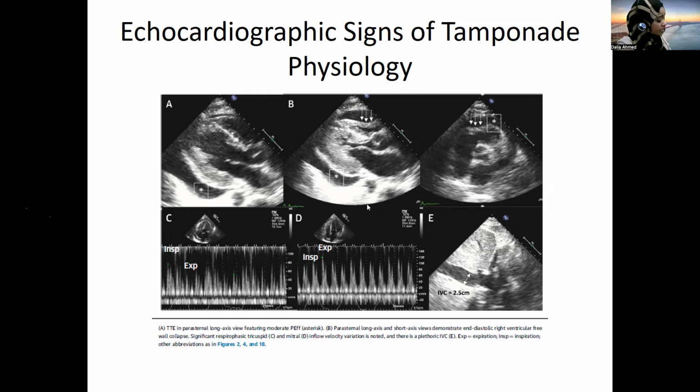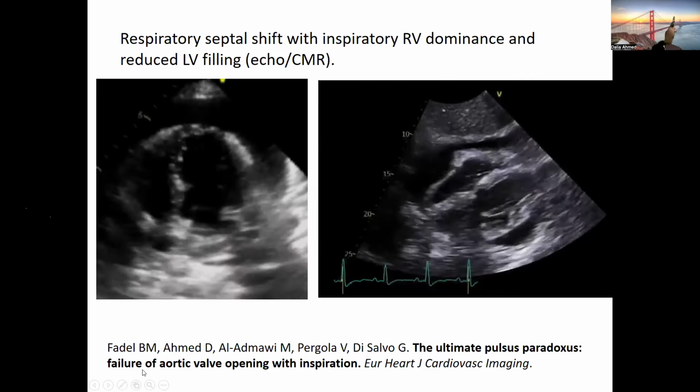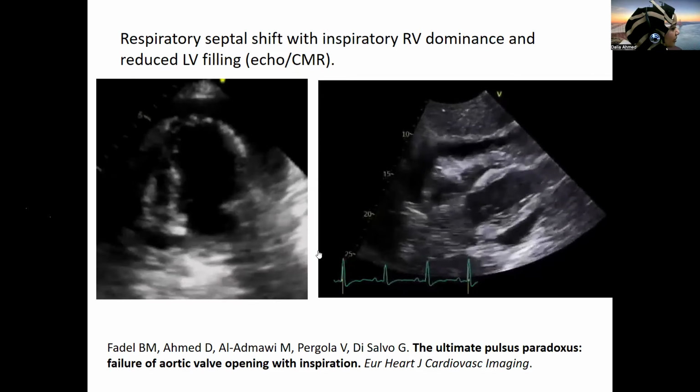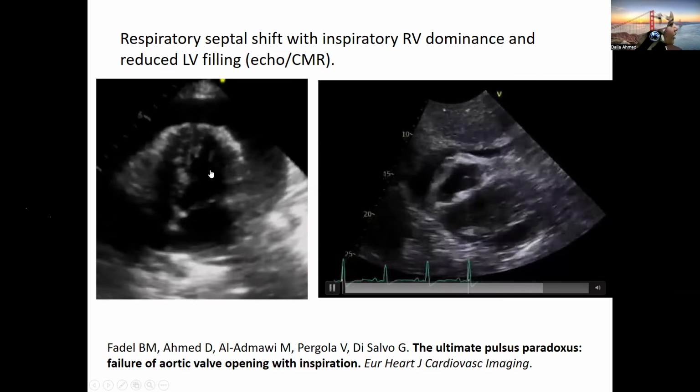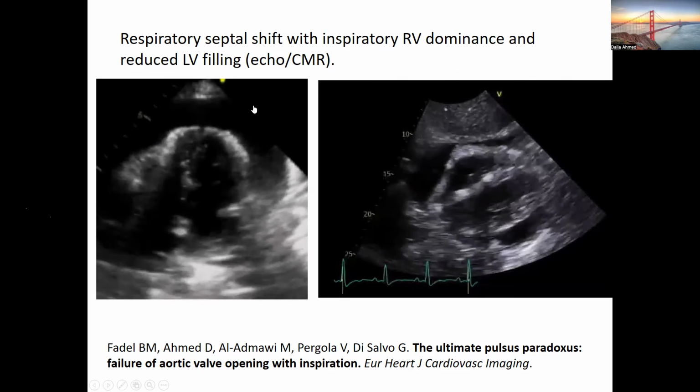So these are the three things: chamber collapse, ventricular interdependence, and if the effusion is big, there is swinging of the heart, respiratory variation in the mitral and tricuspid inflow, and IVC dilatation and being non-collapsible. So, very interesting, that was a case report we reported many years ago. This is an echo showing respiratory septal shift with inspiratory RV dominance and reduced RV filling.